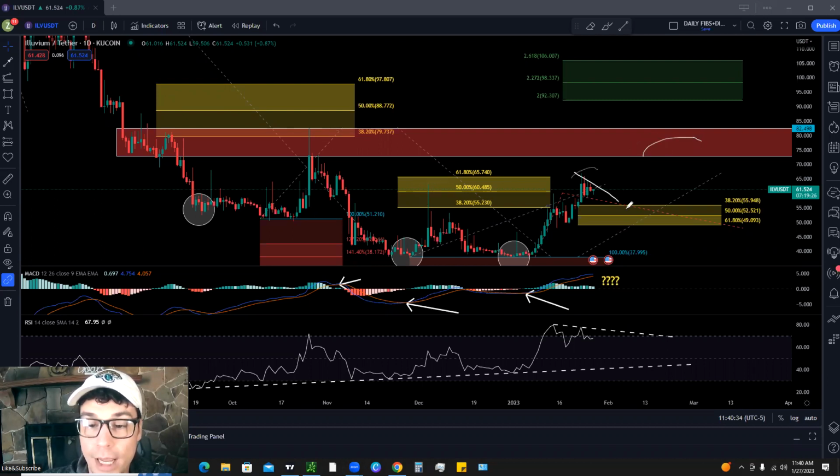And if we do get a pullback, again, we want to create a higher low. We have a low here, a higher low. If we get another pullback, we want to continue making higher lows. So that way we can continue this uptrend and really zigzag our way up here to our overhead supply zone.